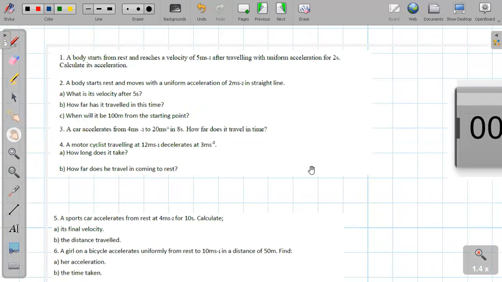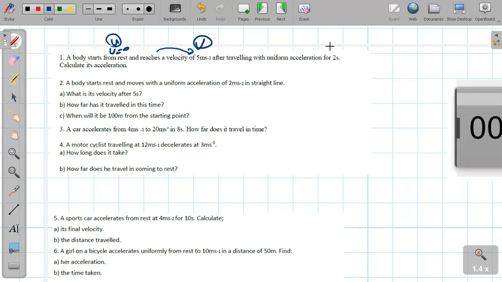A body starts from rest and reaches a velocity of 5 meters per second after traveling with uniform acceleration for 2 seconds. Calculate the acceleration. From rest, what is the meaning of rest? That means velocity is 0. This is u. Started means u. And reaches, or finished, means v.